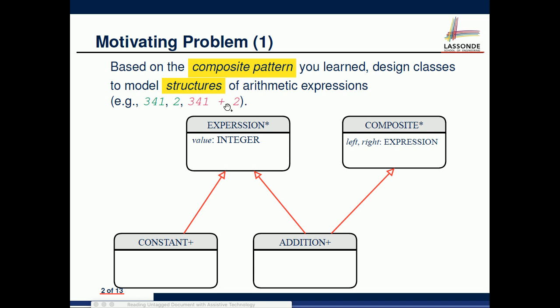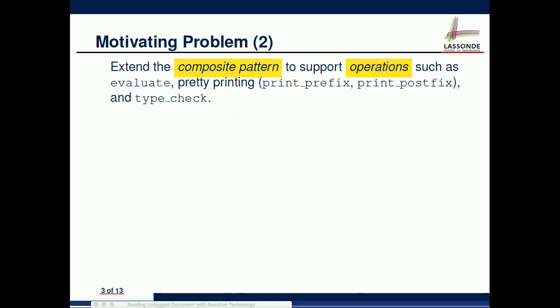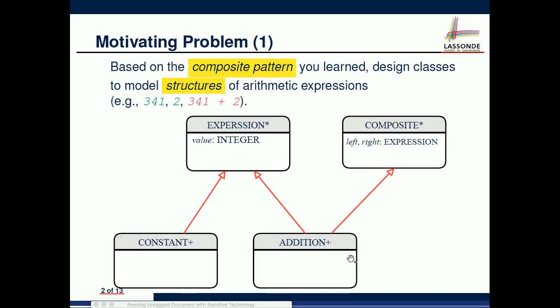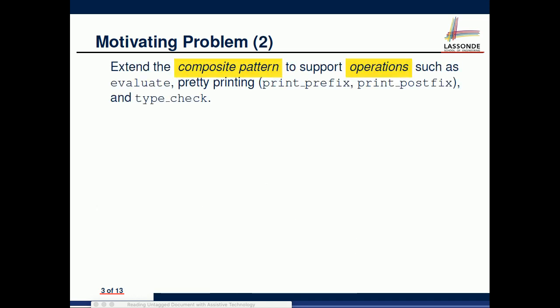Let me tell you the new problem we have, which is interesting. Let's say, for this particular expression here, for simplicity, we only support constant and addition. Only those two classes. We can extend it later. What I want to support are operations such as, given a composite tree, I may want to evaluate the expression. Let me just go to the iPad. That might be easier for you to see.